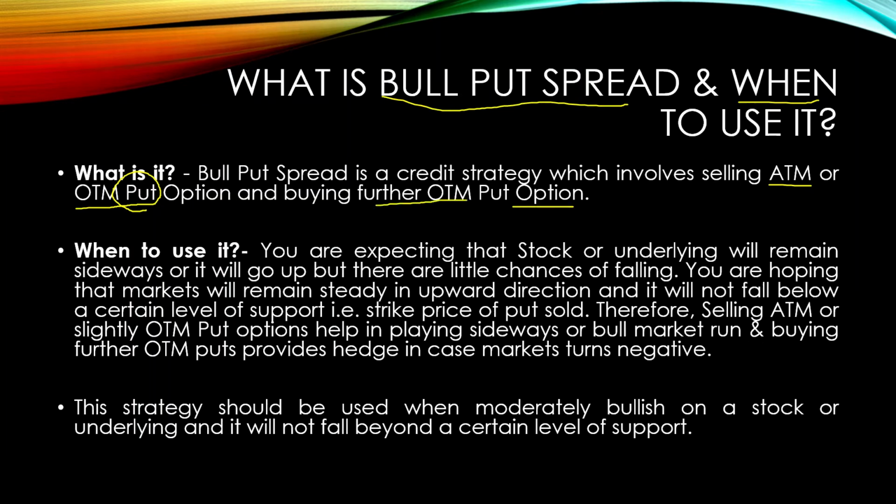Let's say a stock is trading at $100 and you are hoping that this stock is going to rise; you are a bull on this stock. What you can do is sell, let's say, a $98 put option. In order to protect this position, because if you sell a naked put option you are at unlimited risk, and to reduce the margin requirements, you can buy a further out of the money put option, let's say $95. So you sell the $98 put option and you buy the $95 put option. This is called a bull put spread.